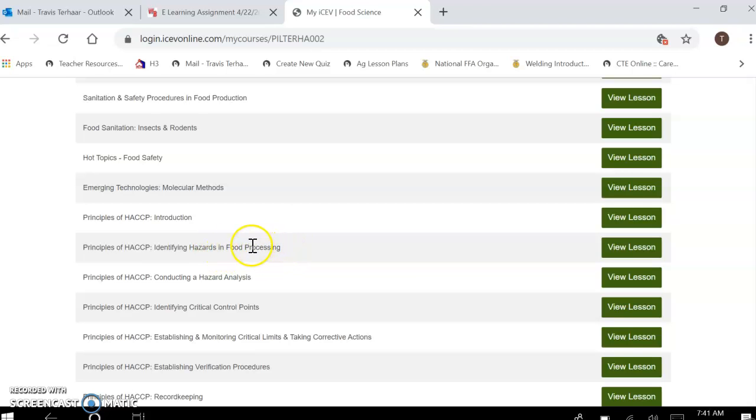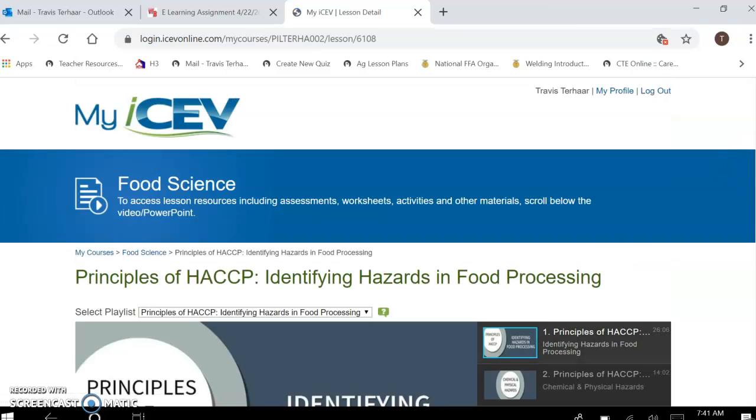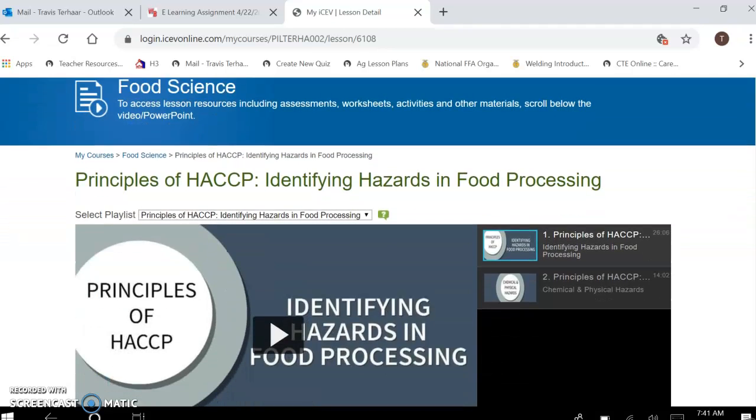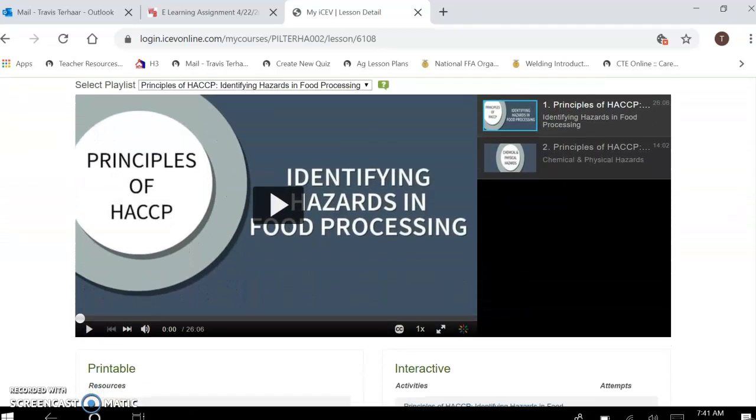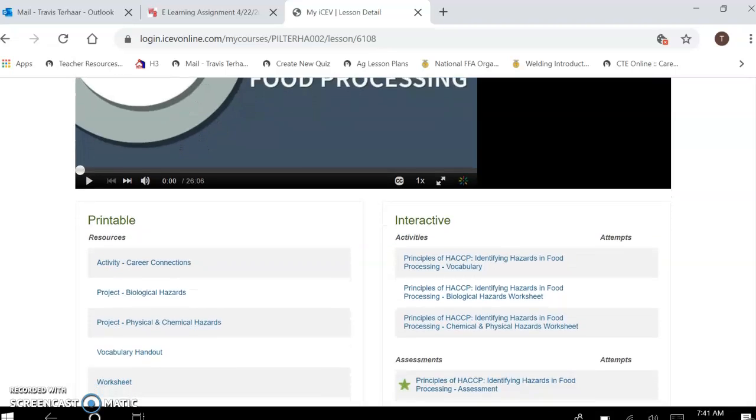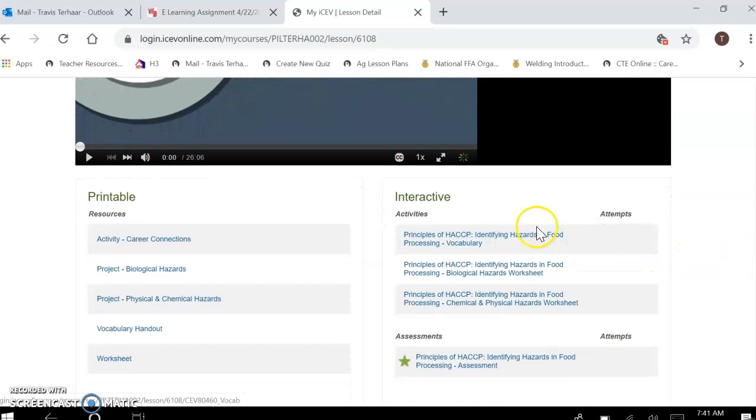Okay, so it's the same one that we were on Monday. You're going to click View Lesson. Okay, once you have clicked on the lesson, you're going to go over here to Interactive Activities. Okay, on Monday, you should have done these two worksheets. Today, you're going to do the vocabulary assignment.